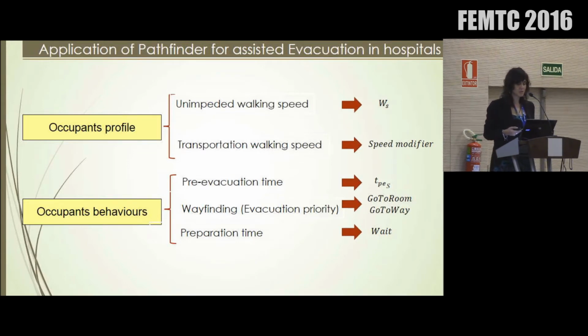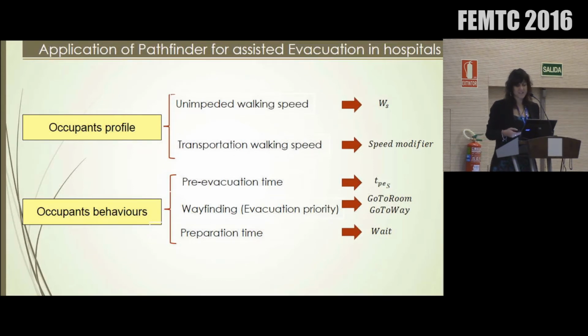Pathfinder considers two sets of parameters, occupant profile and occupant behavior. Regarding the occupant's profile, we can directly implement the unimpeded walking speed as a pseudo-random variable. Regarding the transportation walking speed, we can calibrate this into the model by defining speed modifiers in certain areas. When we talk about the occupant's behavior, we can easily implement the pre-evacuation times directly into the model as a pseudo-random variable as well.